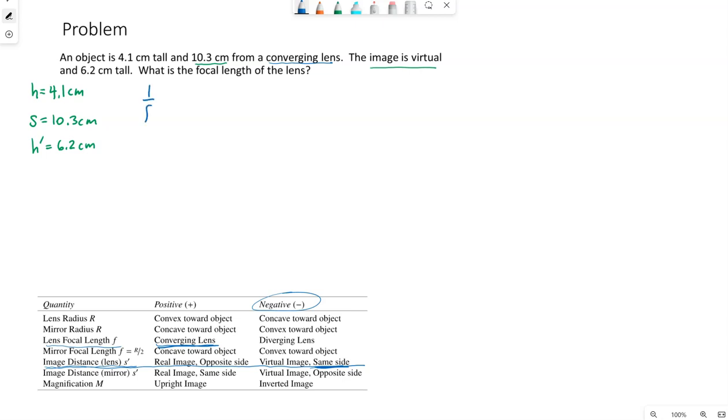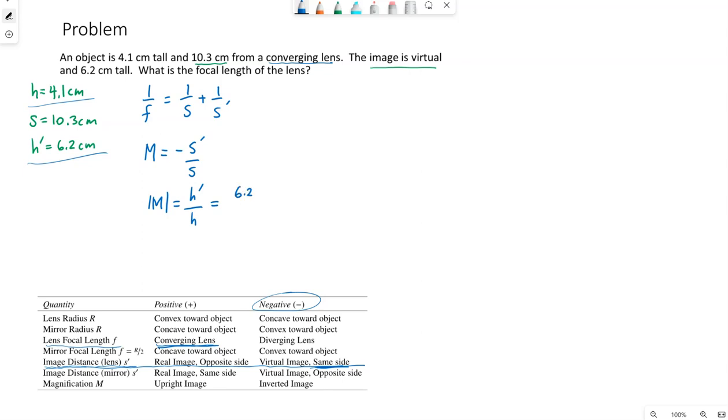So a couple equations. We have 1 over F is equal to 1 over S plus 1 over S prime. We have magnification is negative S prime over S. We have our absolute value of magnification is H prime over H. So in terms of information, we have H prime and H, so we can easily get the absolute value of this magnification.